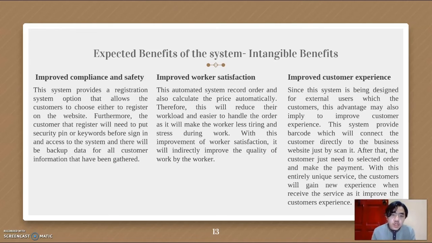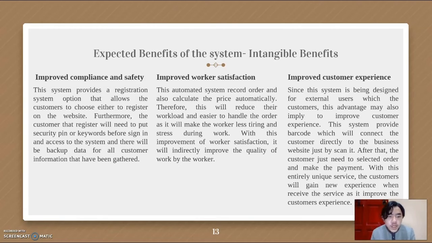Next is improve worker certification. This automated system records orders and also calculates the price automatically. Therefore, this will reduce the workload and make it easier to handle the order, as it will make the worker less tired and stressed during work. And lastly is improve customer experience.